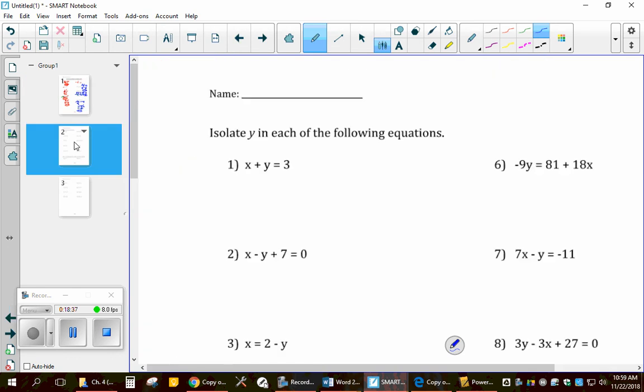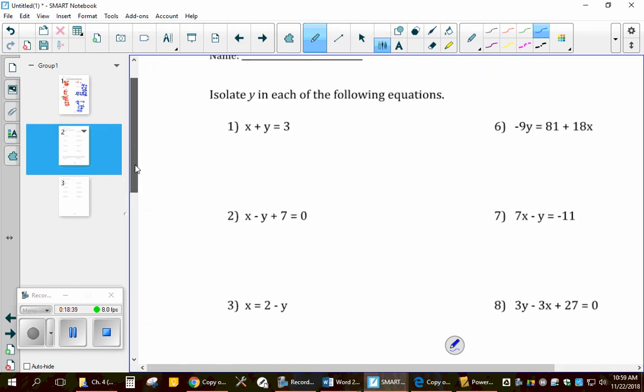Okay, now, these questions use a lot of the same concepts as before. Last time we were actually solving, but this time we've got 2 variables. What we're going to do for each of these, and this really relates to what we're doing in this unit, it says isolate y in each of the following equations. Isolate means I want just y on its own. So right now, if I want y on its own, this x is my problem. I need to get that x out of there. I need that x to be on this side.